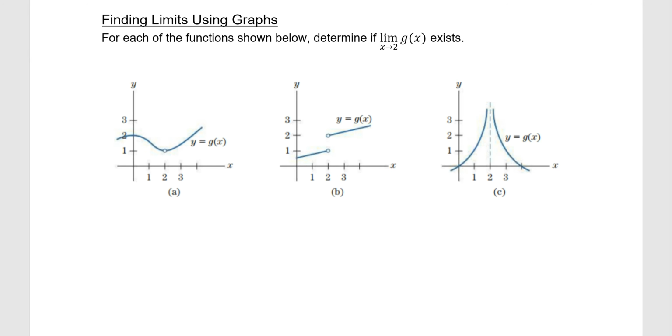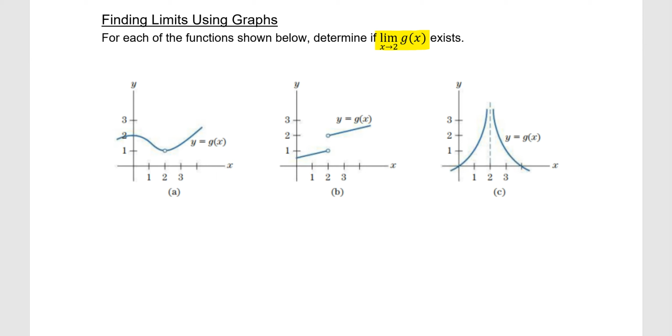Okay, so that's using tables. It's the same idea every time you're using a table. And now let's jump over to finding limits using graphs. So we have 3 different graphs here. We want to find the limit of g of x as x approaches 2 for all of these.